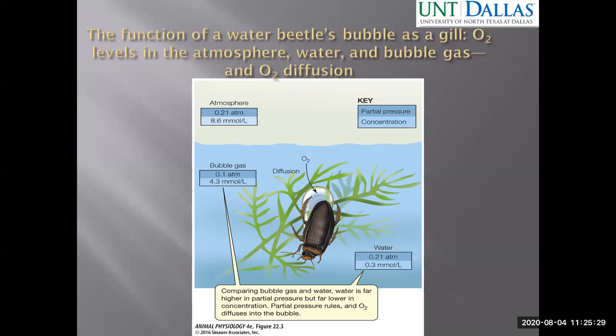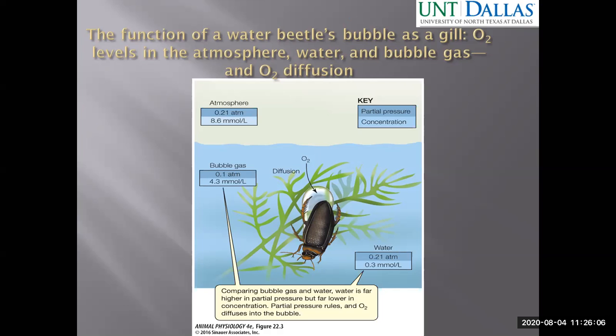can get oxygen from their environmental water only if the partial pressure of oxygen dissolved in the water is higher than the partial pressure of oxygen dissolved in their blood, as blood flows through their gill tentacles. Similarly, the water beetle, as you can see in this figure, can get oxygen from the water only if the partial pressure of oxygen dissolved in the water exceeds the partial pressure of oxygen in its bubble gas.